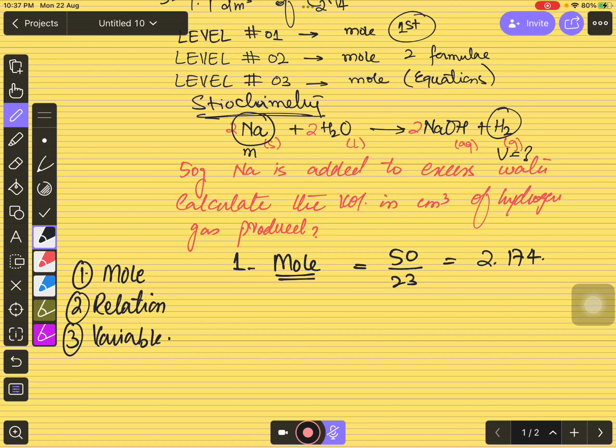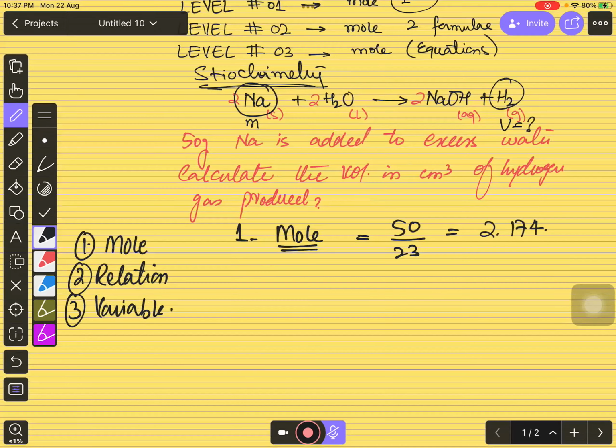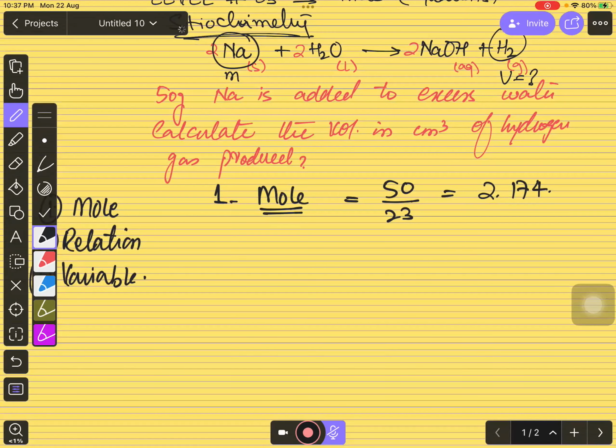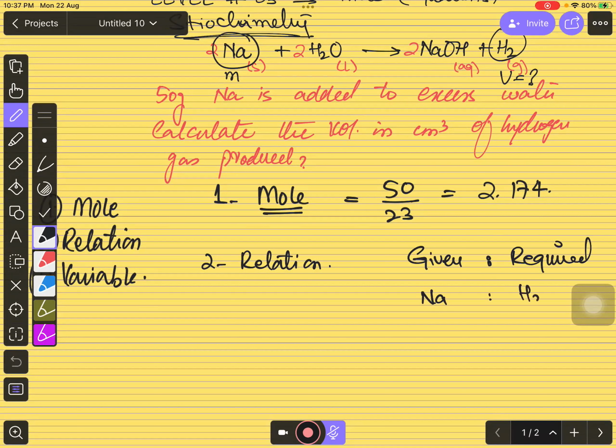Now, what we need to do? We need to find out relation. हमें relation लगाना है. How can we find out relation? देखो relation बड़ा simple है. ये सीखना है आपने. Relation हमेशा कैसे लगता है? Relation बच्चों लगता है हमेशा given में और required में. Just look at over here. What is given to you? The given is the mass of sodium. That means the sodium is given to you. And they're asking for hydrogen gas volume. So the hydrogen is required, right? One is given and one is required, right?